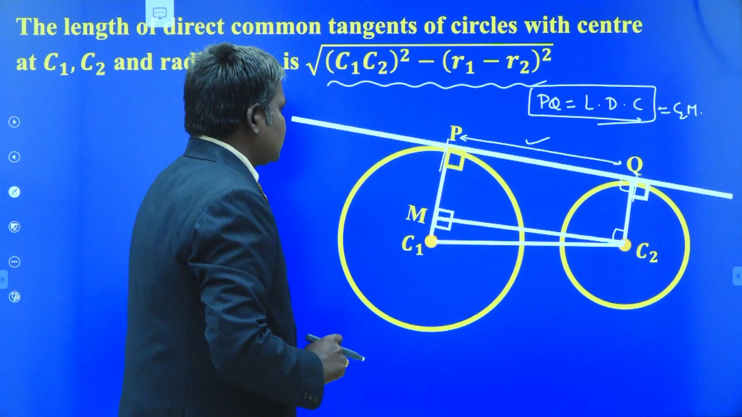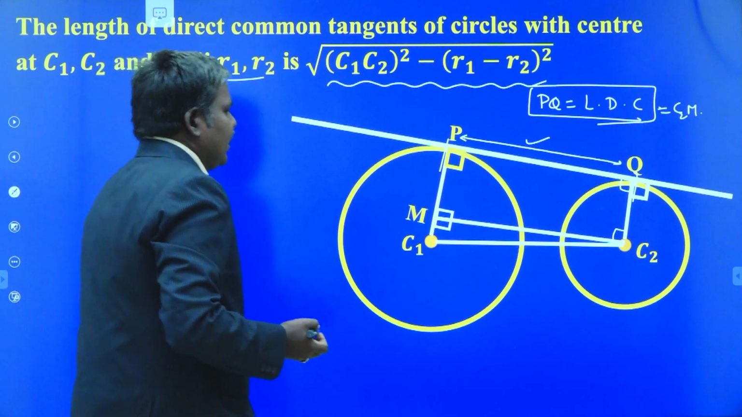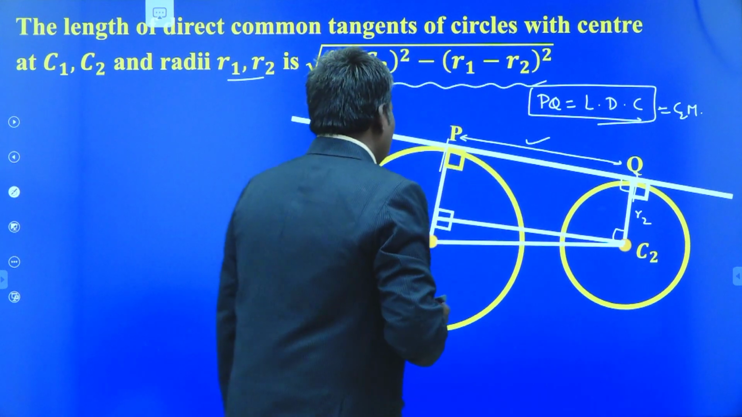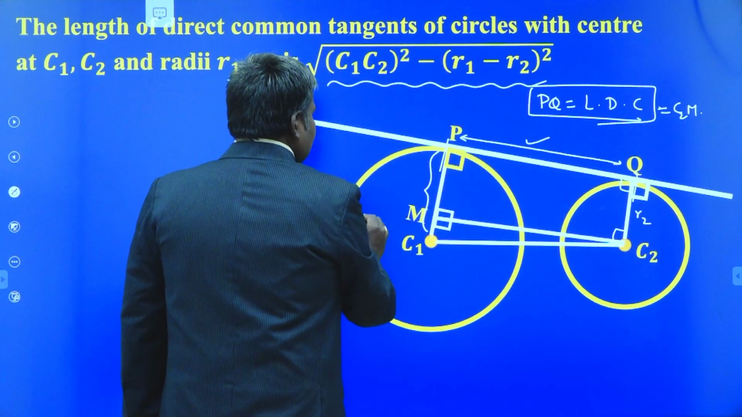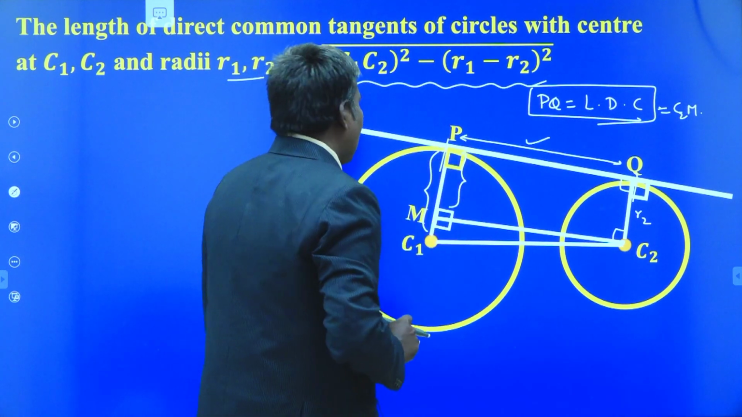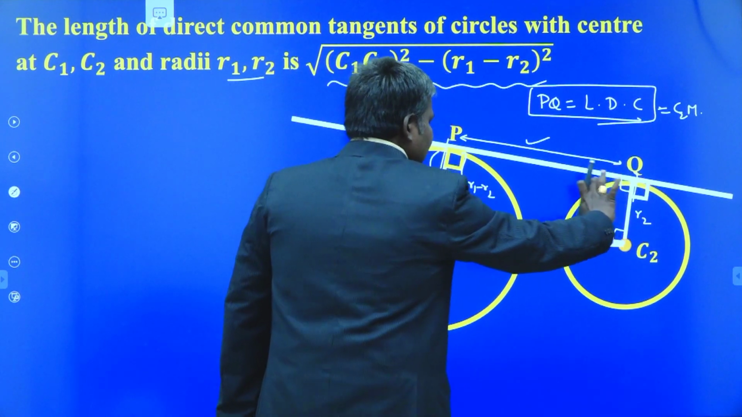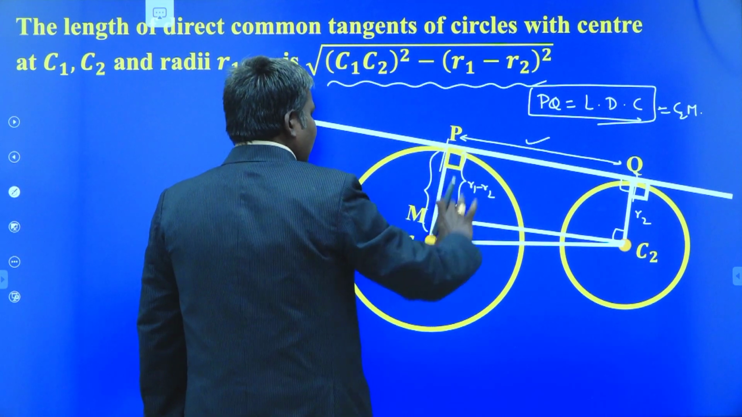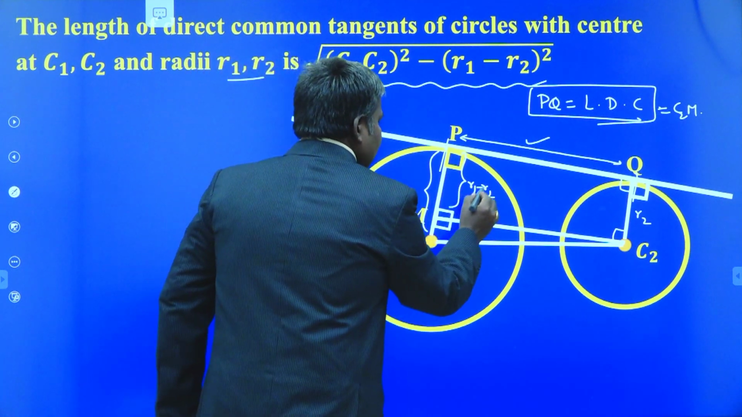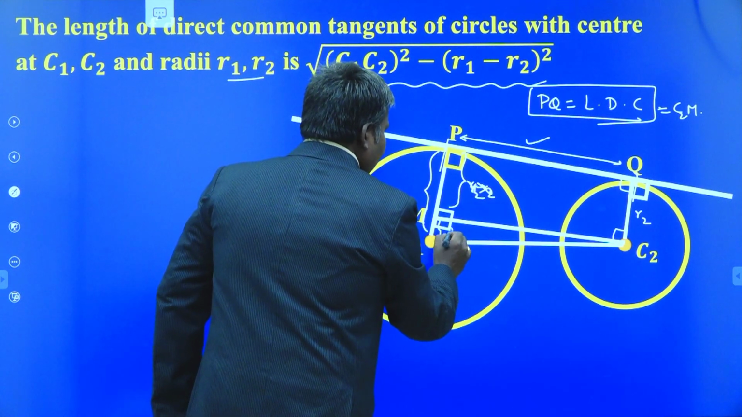Now my question is, what is the radius of the first circle here? R1 units. The radius of the second circle is what now? R2 units. This is R2. The entire distance from here to here is R1. Now my question is, what is the distance from here to here? R1 minus R2. Am I correct or not? R1 minus R2, because the distance here is R2. The entire thing is R1, so this is R1 minus R2.